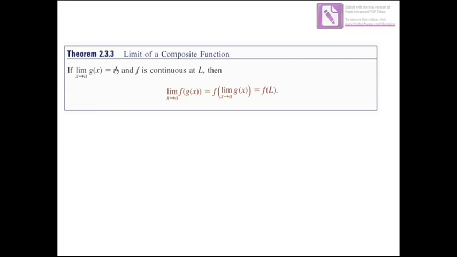Then we have theorem 2.3.3, limit of a composite function. If the limit of g(x) when x approaches a is equal to L and f is continuous at L, then the limit of f(g(x)) when x approaches a will be equal to f of the limit of g(x) when x approaches a, which will be equal to f(L). So if the limit of g exists and equals L and the function f is continuous at L, then to find the limit of the composite function, we replace the value of the limit by L, and we have f(L).